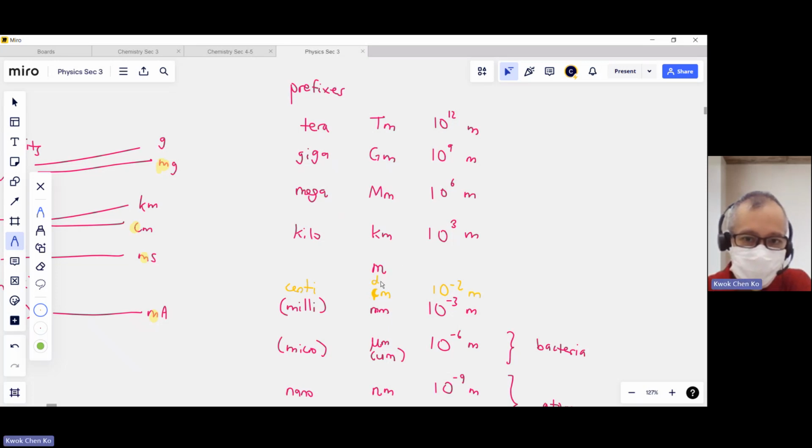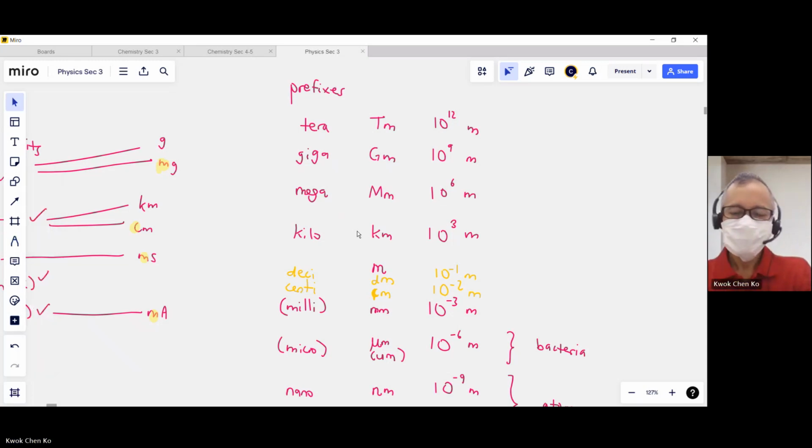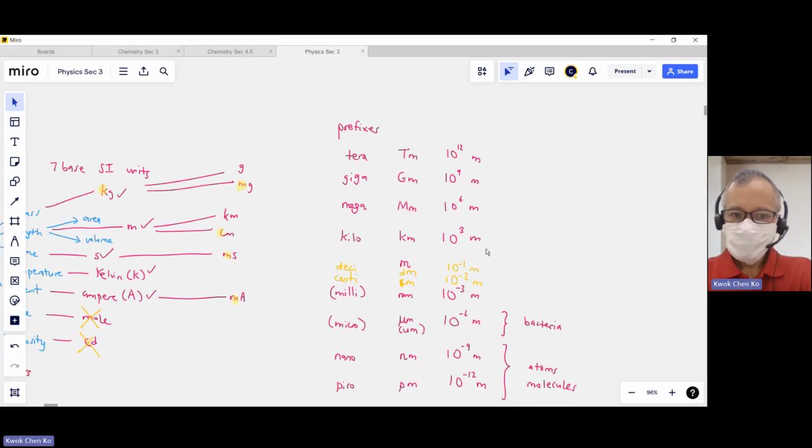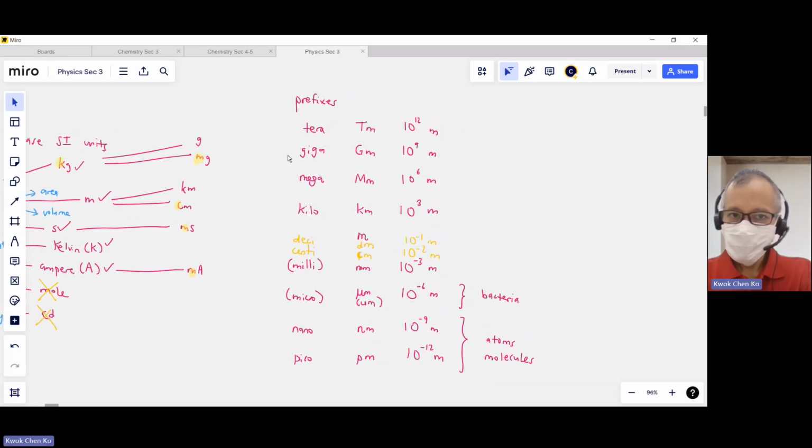And you see deci as well, which is covered in chemistry. So d stands for deci, and this is 10 to the power minus 1. There are others, but they are hardly seen in secondary school. So I dare say that these should be the prefixes you need to know for your upper sec syllabus.